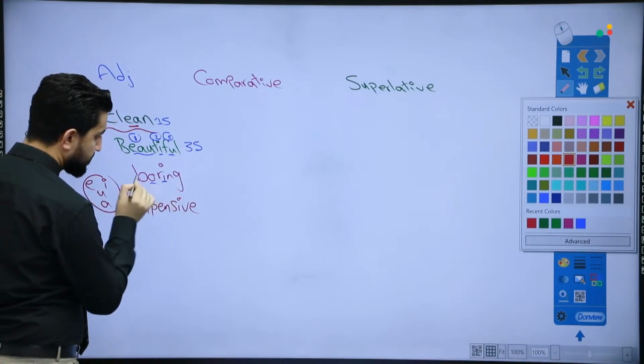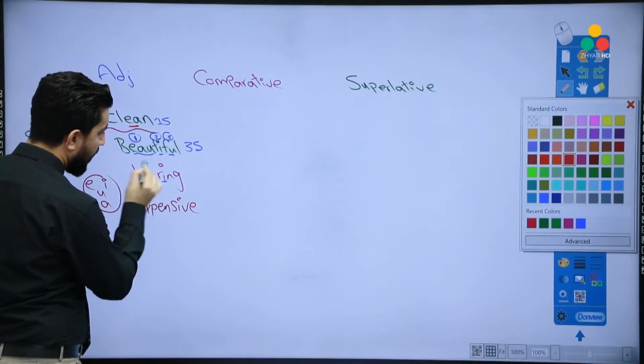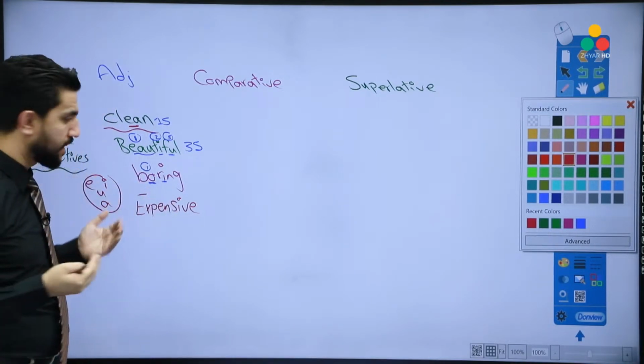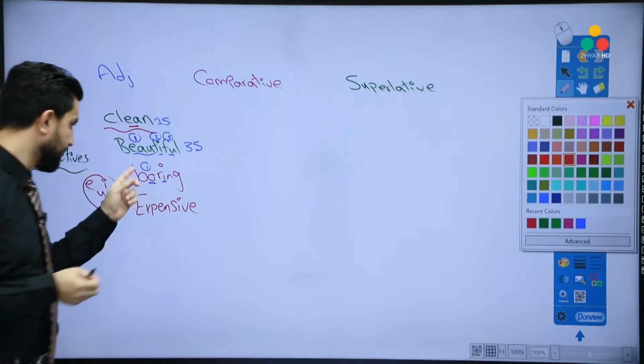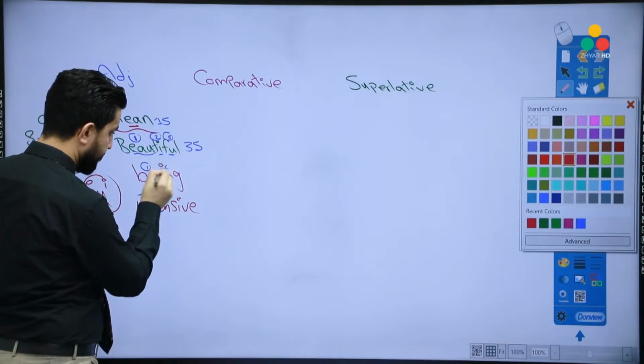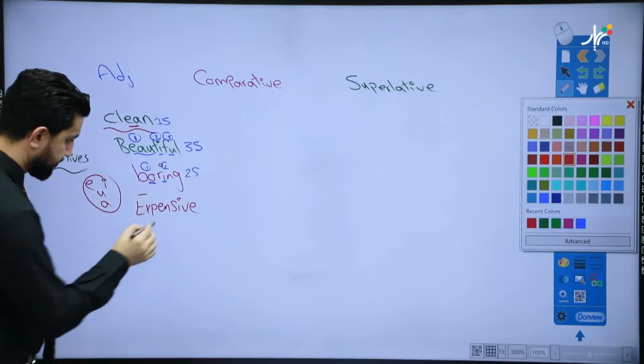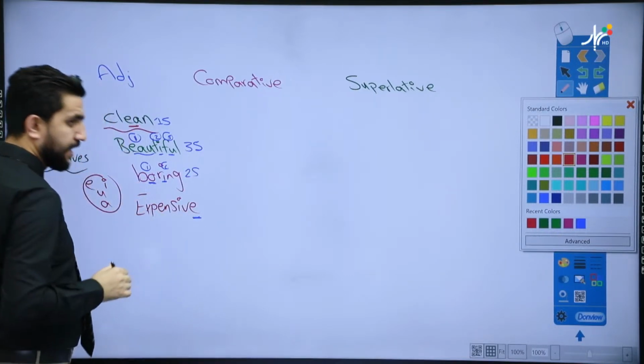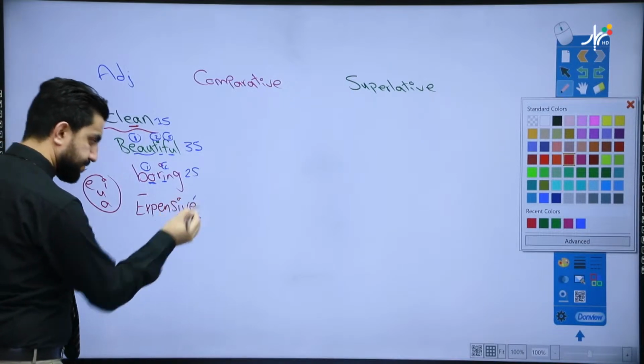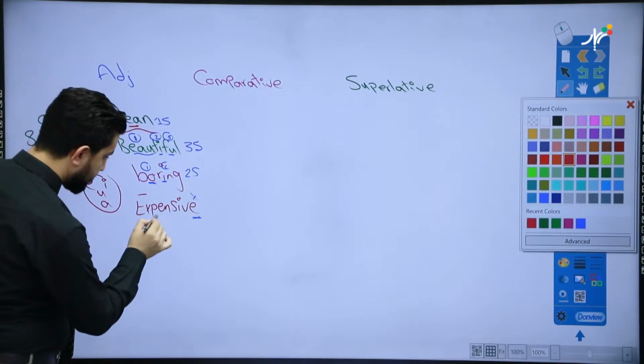Boring, 1 syllable, 2 syllables. Why? Because the vowels are not next to each other, so we can count both of them. So in this case, it's a 2-syllable word. Expensive. First of all, the final E is not pronounced, we don't count it. Expense.